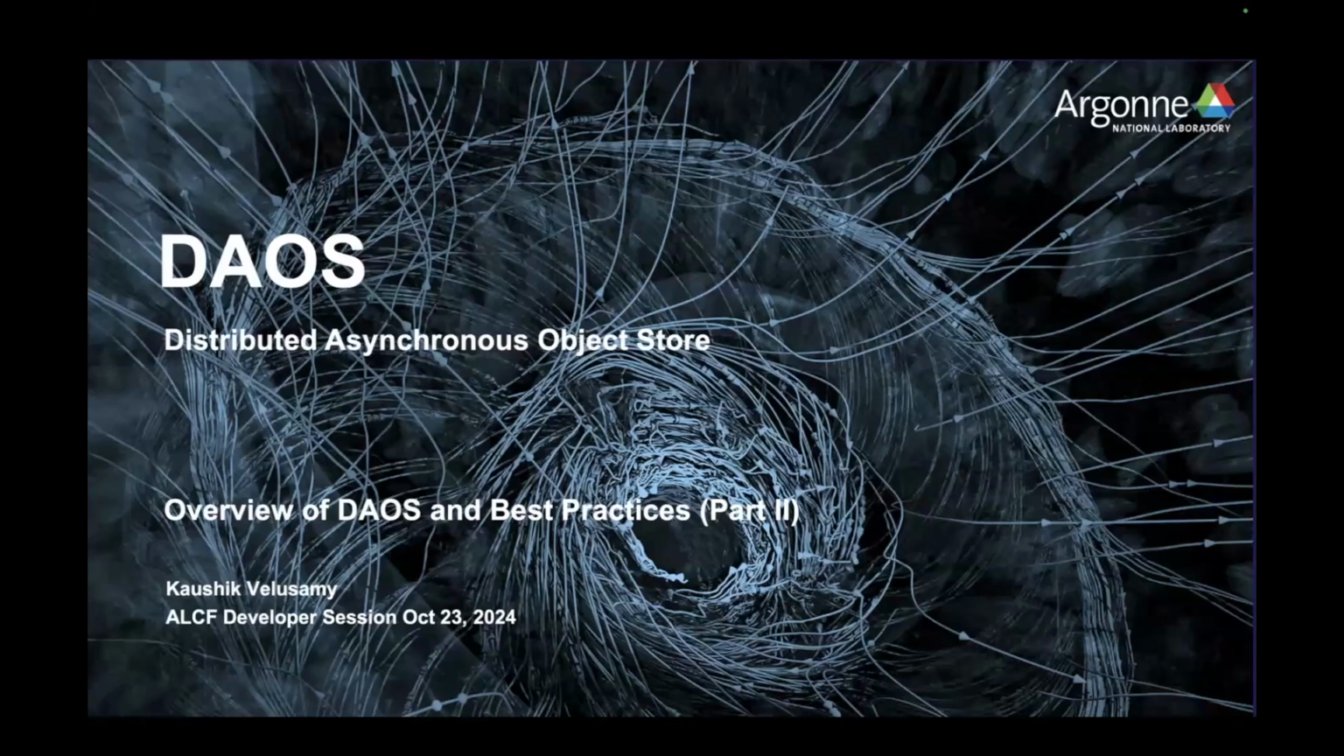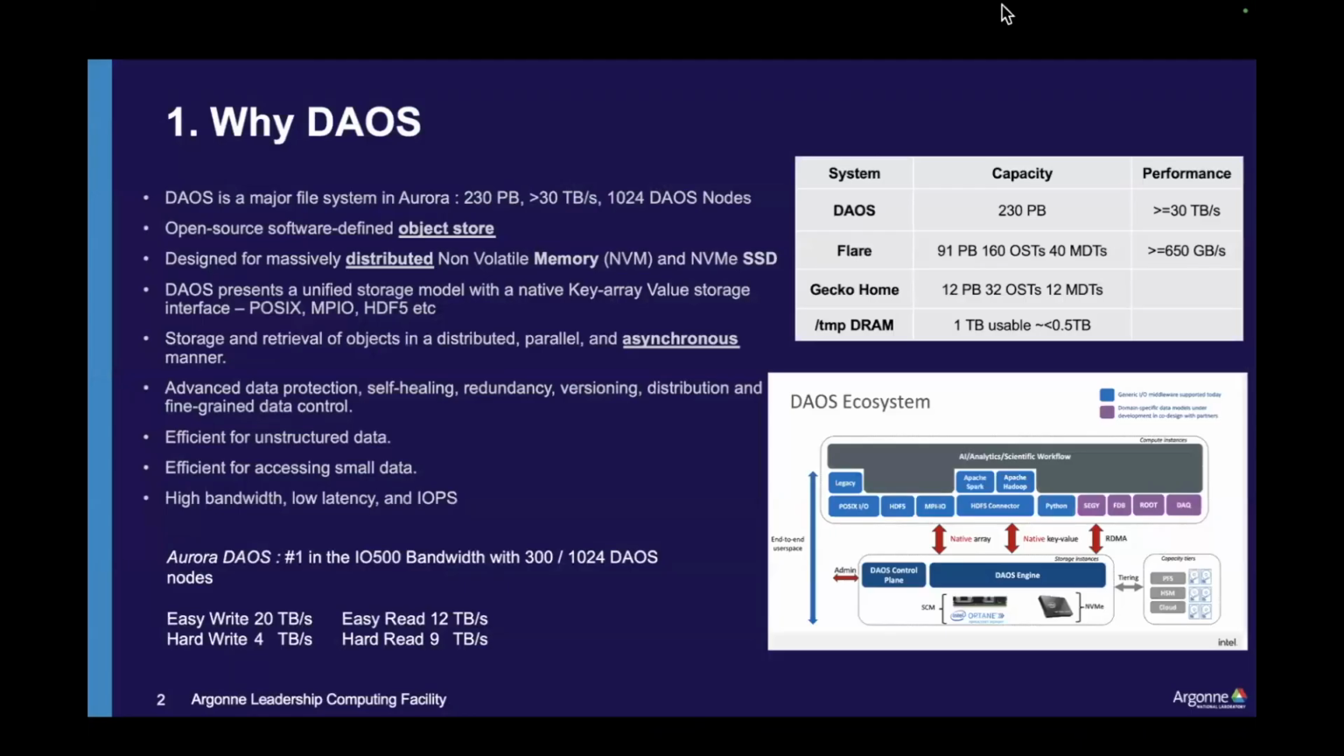DAOS is Distributed Asynchronous Object Store. And in Aurora, we have only a few ways to do I/O. You either use your DRAM, which is /tmp. There is a squashfs mounted there, and you have 1 terabyte of DRAM. You can store your files there. The other file system is Flare, which has a capacity of 91 petabytes and 160 OSTs. So the maximum bandwidth you can get out of Flare is less than a terabyte per second.